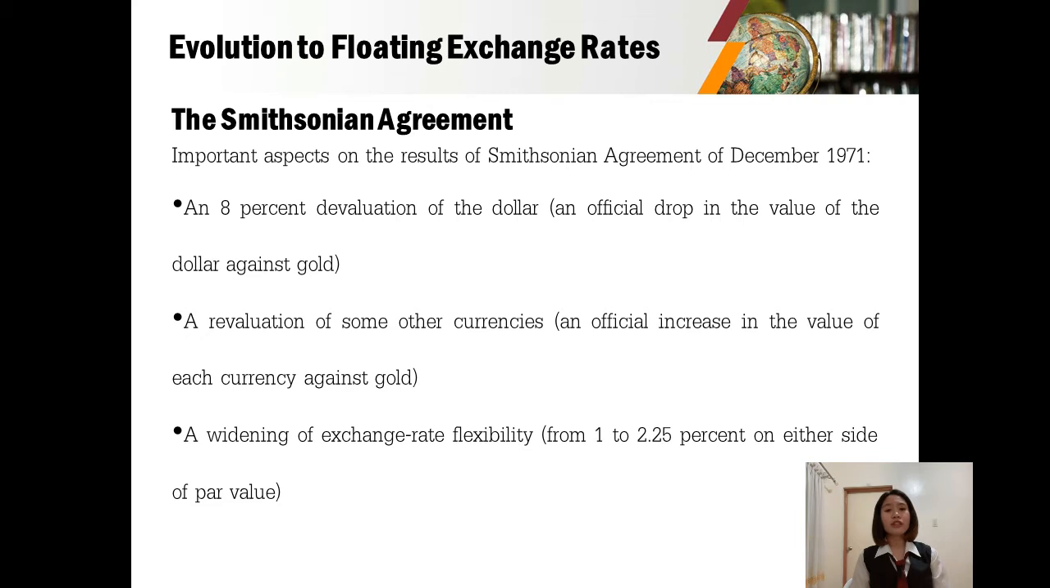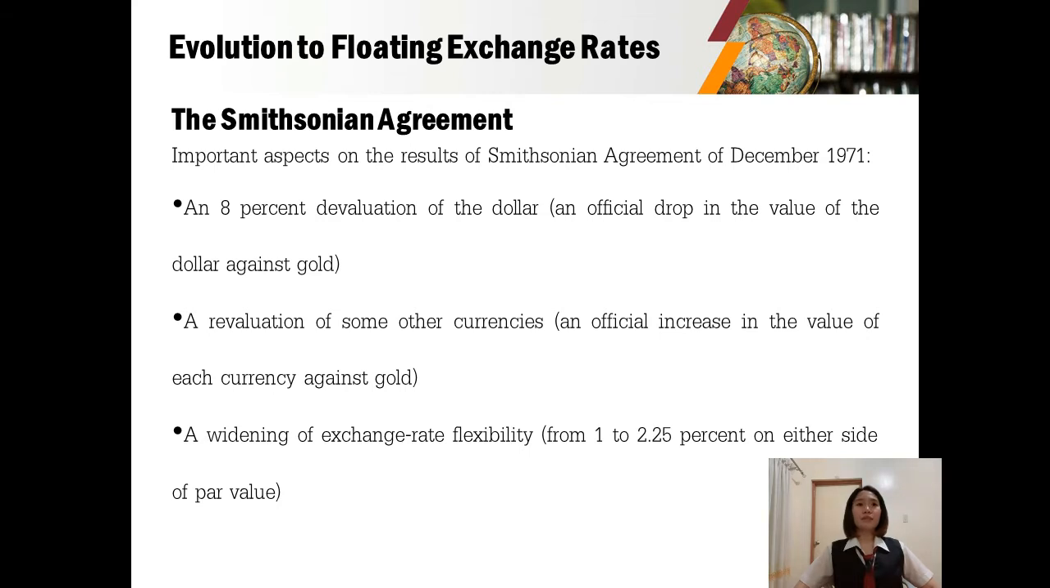So the evolution of floating exchange rates is the regime of exchange rate in which a currency's value is allowed to fluctuate, whether it rises or falls, in response to foreign exchange market events. Then comes the Smithsonian Agreement. The Smithsonian Agreement was implemented in December 1971 and paved the way for a new dollar standard as other industrialized countries pegged their currencies to the US dollar.